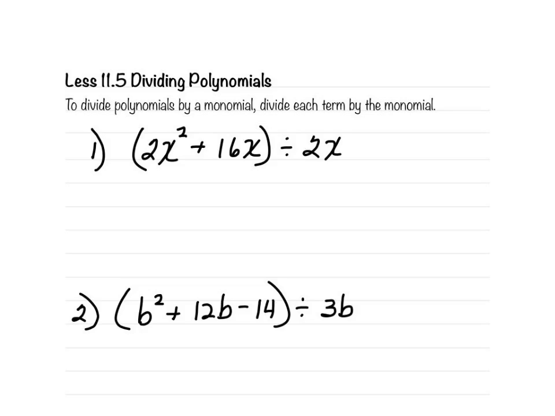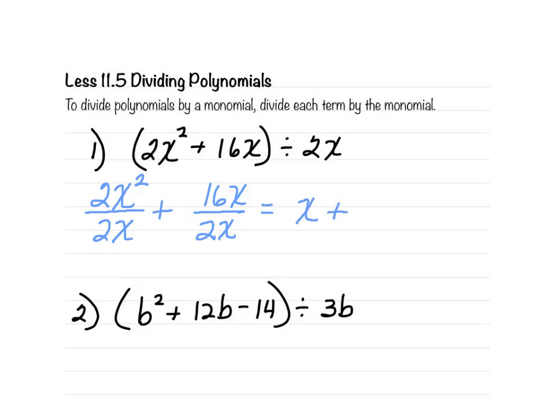Okay, so let me write that for you. It's 2x squared over 2x plus 16x over 2x. So when we simplify, 2x squared over 2x is x, plus 16x divided by 2x is 8. And so x plus 8 is the resulting quotient.